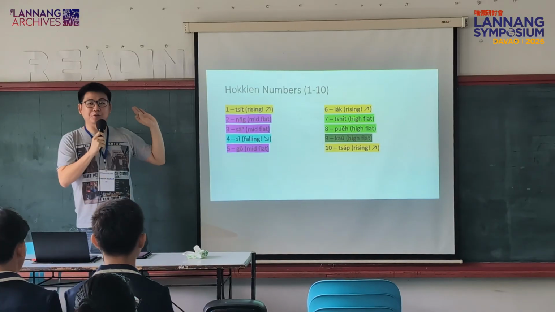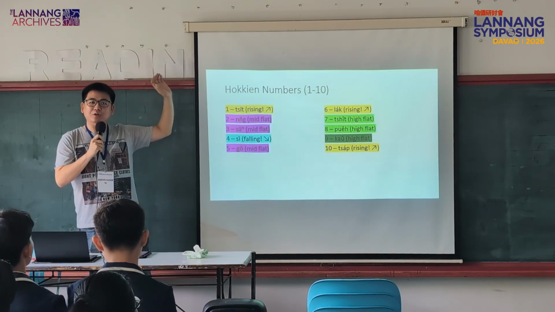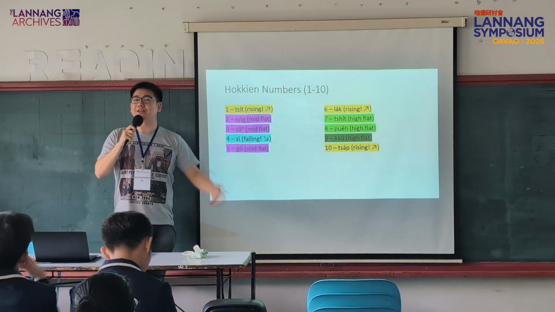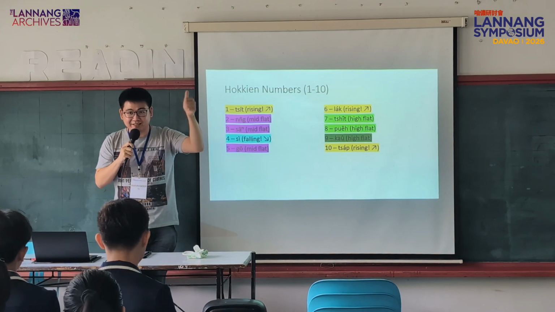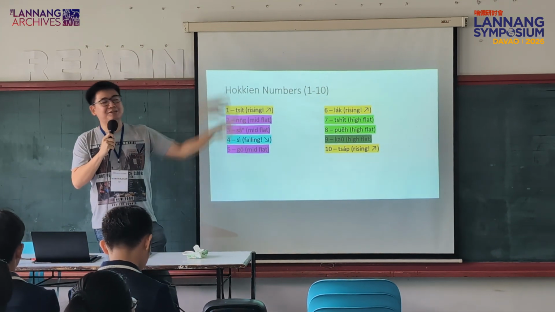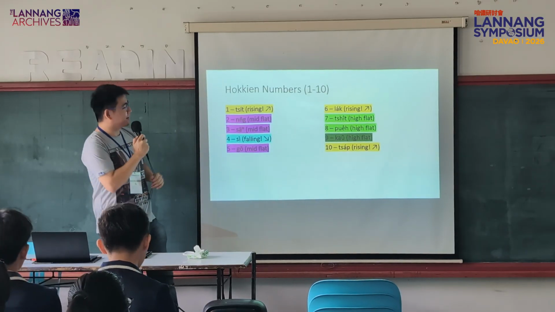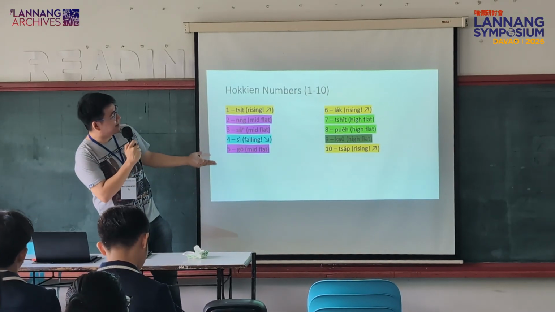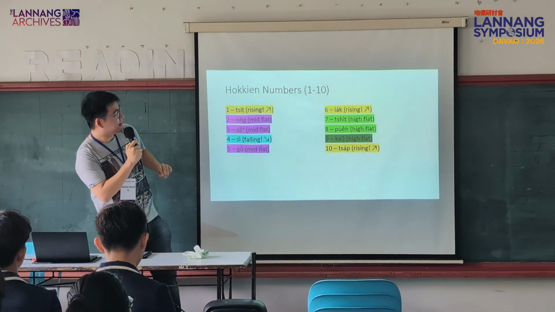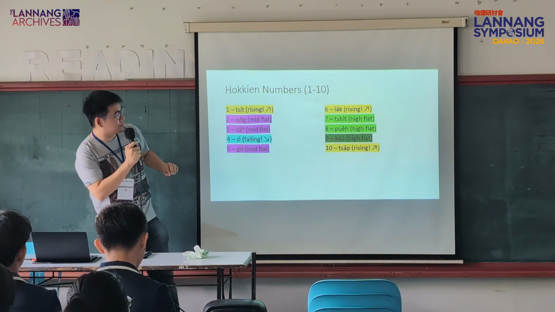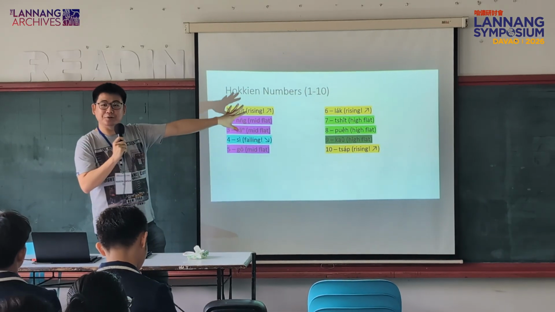So I want to use these numbers for us to explore the tones in Hokkien. You know that Hokkien has tones, right? Yes? It has tones. Okay? There are many ways to count the tones in Hokkien. This is one of the ways of counting the tones in Hokkien. If you look at this slide, it's a bit color coded. I want us to focus first on the yellow ones. The yellow ones are rising tones.